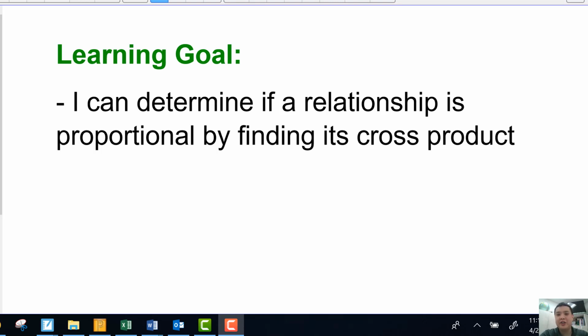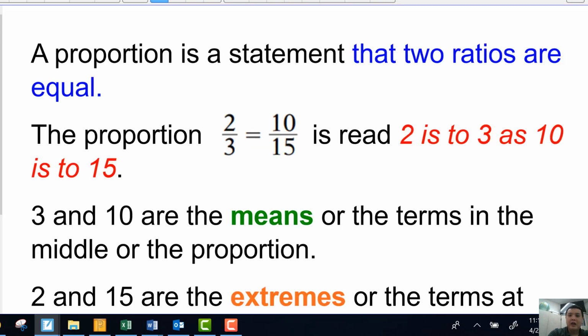Today's learning goal is I can determine if a relationship is proportional by finding its cross product. Cross product, we'll talk about what that means later on, but it's a very important idea. So we'll talk about that in a moment. But a proportion is a statement that two ratios are equal.